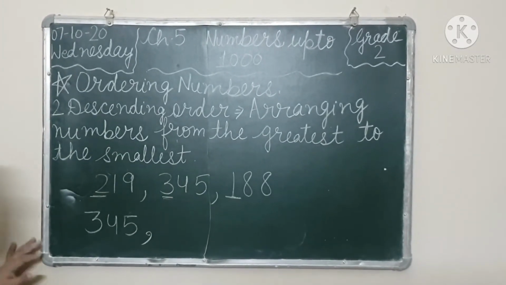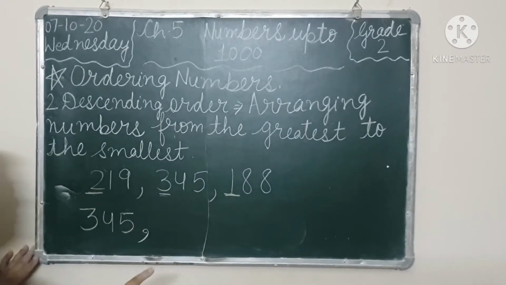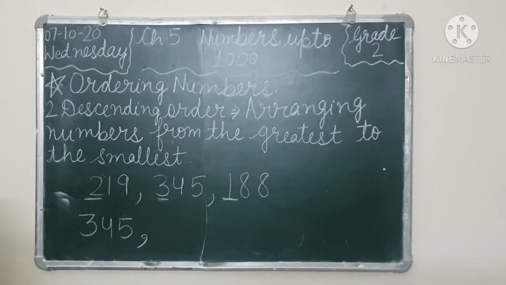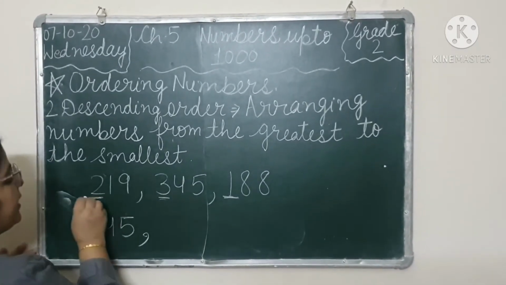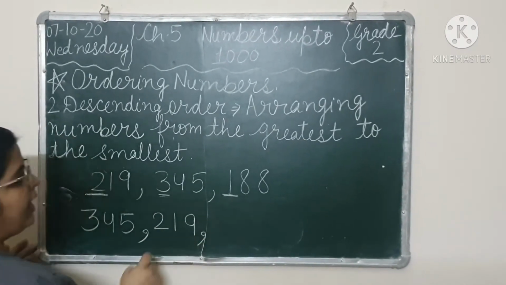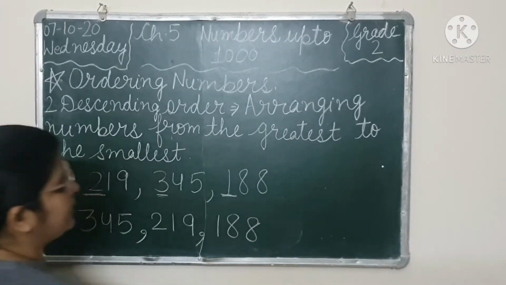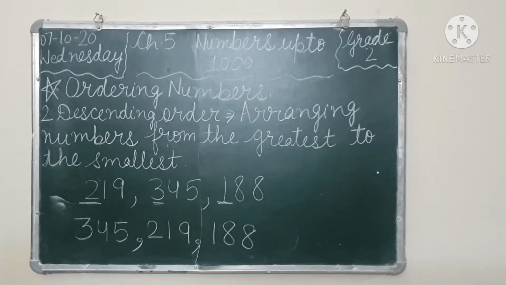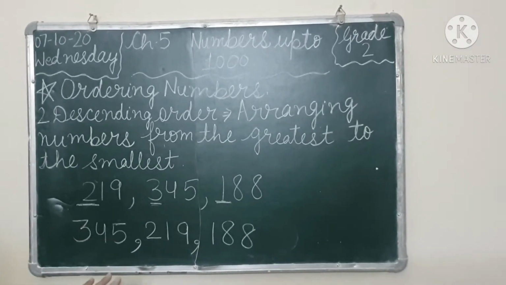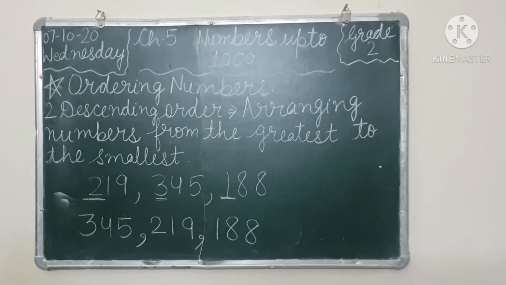And then the smaller number is 2 or 1. We have to look for the number smaller than 3. Which is it, 2 or 1? So after 3, the number that comes is 219, and the smallest number is 188. So the greatest number is 345, then 219, and then 188.